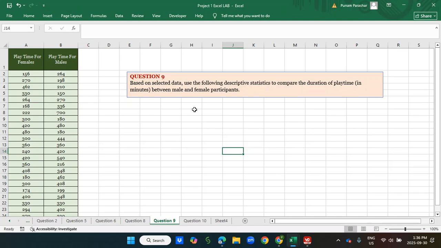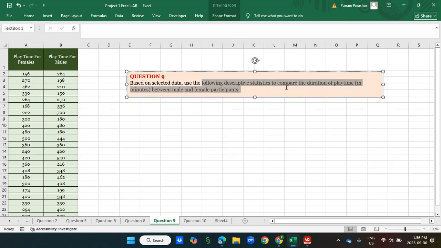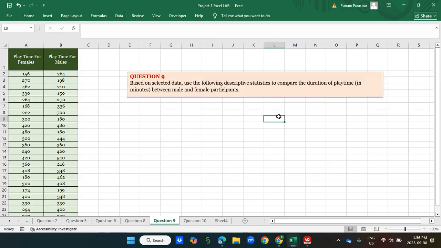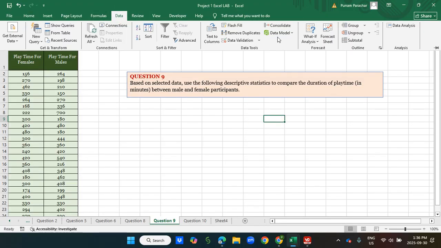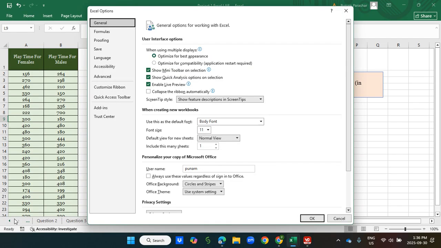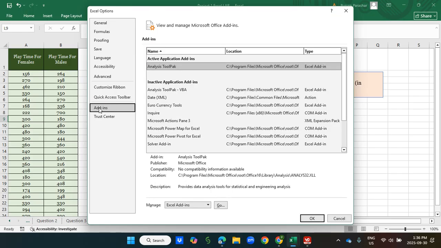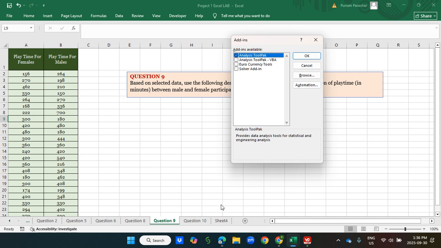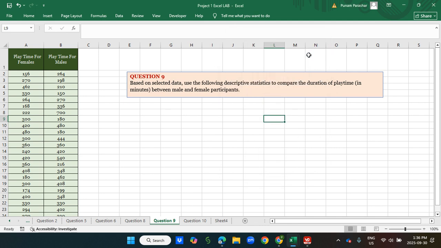Today we are doing question number 9, descriptive statistics. To do descriptive statistics, under Data you should have Data Analysis here. If you don't have it, go to File, Options, Add-ins, and then click on Analysis ToolPak. And then press Go. Don't press OK, you need to press Go. And then check mark Analysis ToolPak and press OK.